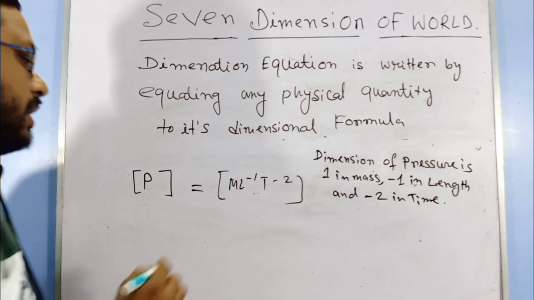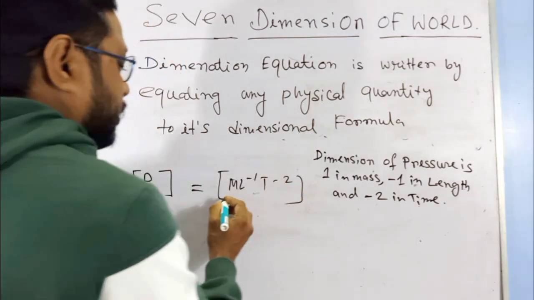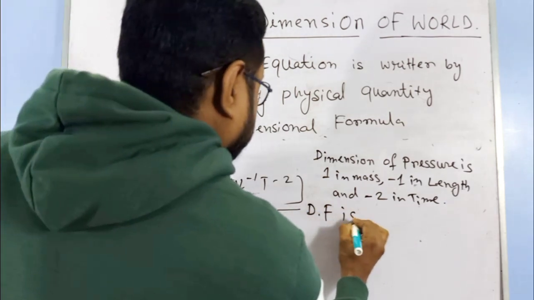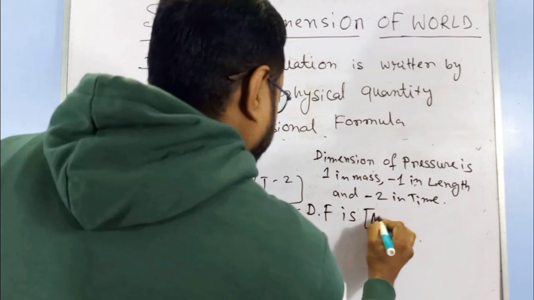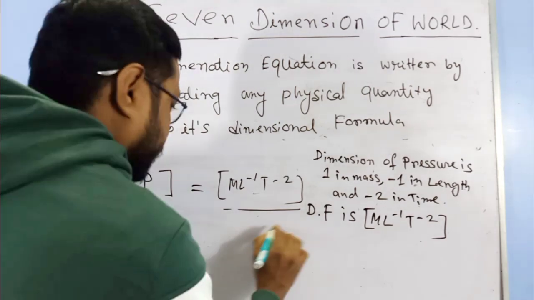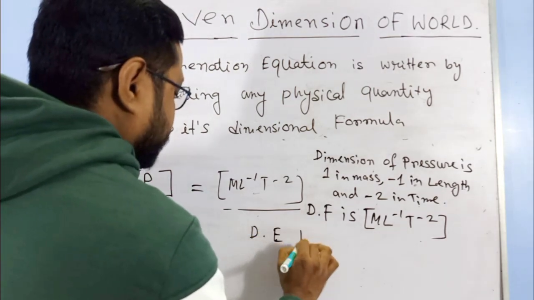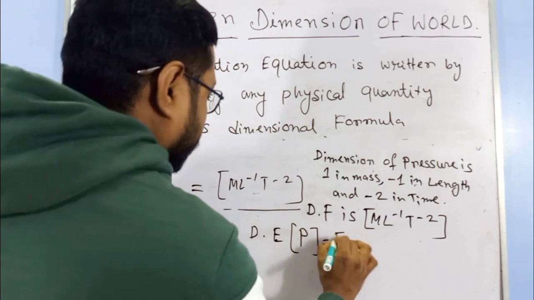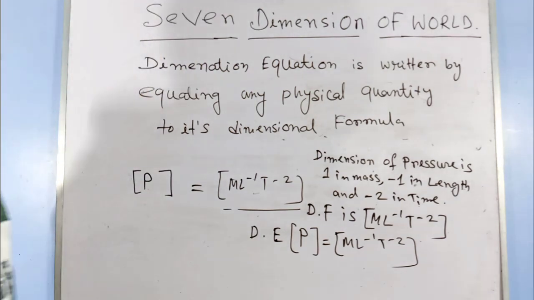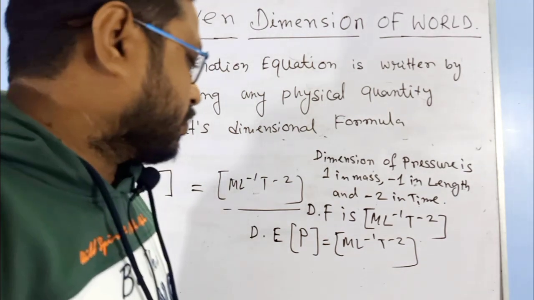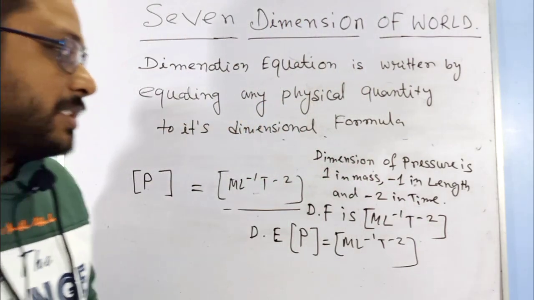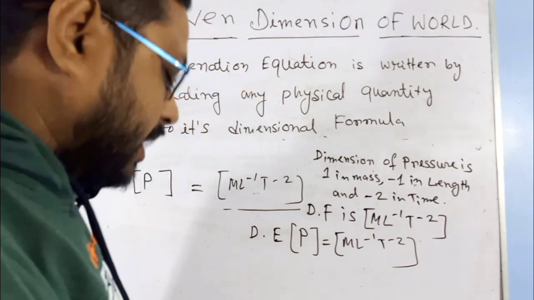What is the dimensional formula? Dimensional formula is only this portion, m L minus 1 t minus 2, not the equal sign. And the dimensional equation is P is equal to m L minus 1 t minus 2. I hope you understand the difference between dimensional formula and dimensional equation. From this we can write the dimensional formula or dimensional equation for any physical quantity.